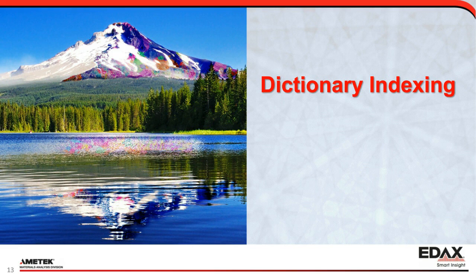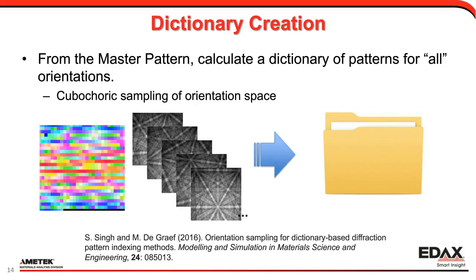So the first thing you do when you do dictionary indexing is you have to create the dictionary. So from the master pattern, we calculate a dictionary of patterns for all, in parentheses, orientations. And we have to decide what all means based on a sampling of orientation space, which I'll come back to. So in this example here, I've got quite a few orientations, and for each orientation, we calculate a pattern, and we store that in a dictionary I'm representing by a folder.